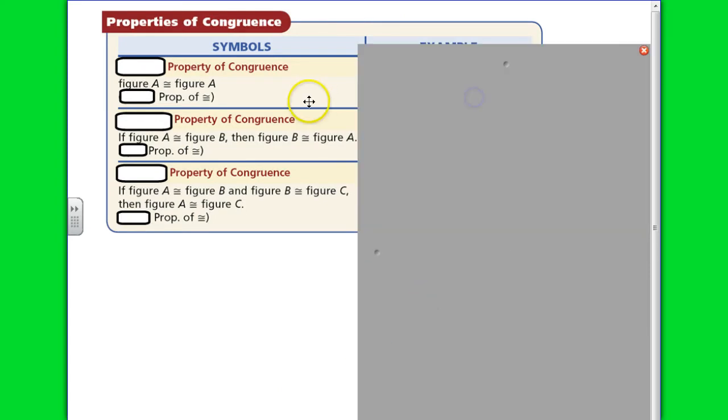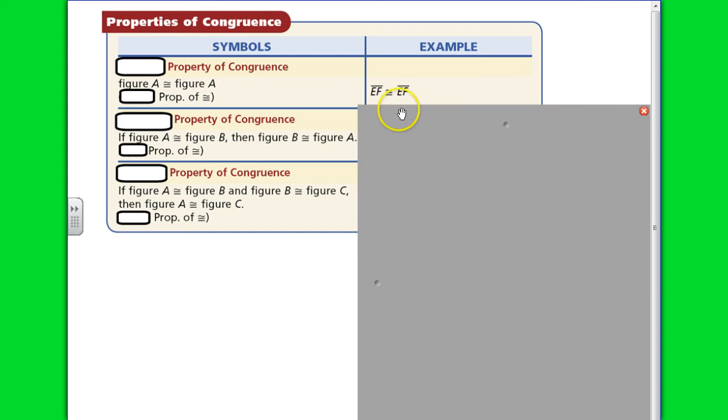Okay, let's talk about some properties of congruence. Let me raise this up for a second. Looking here, we see a segment, EF, is congruent to a segment, EF. So this reminds us of another property of equality, and that was called the reflexive property of equality, right? A segment definitely is congruent to its own self. So figure A is congruent to figure A.